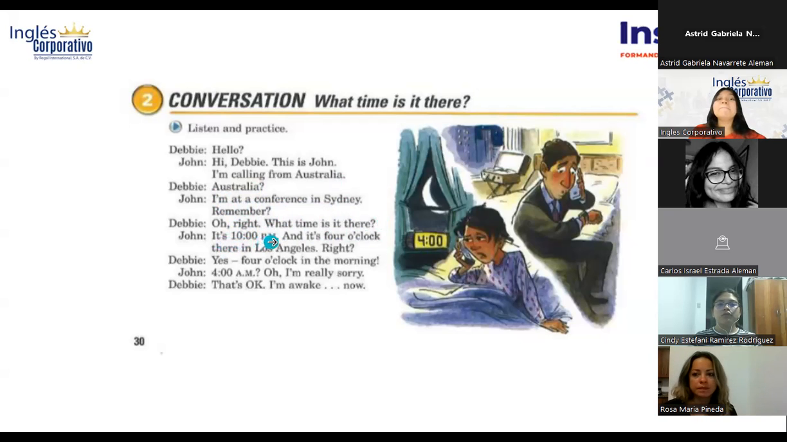Yes, it's 10 p.m. and it's 4 o'clock. They're in Los Angeles, right? Yes. 4 o'clock in the morning? 4 a.m. Pronunciación de A-M. A-M. Oh, I'm really sorry. That's okay. I'm awake now. ¿Qué significa awake? Cuando usted dice, ya estoy despierto. I am awake.